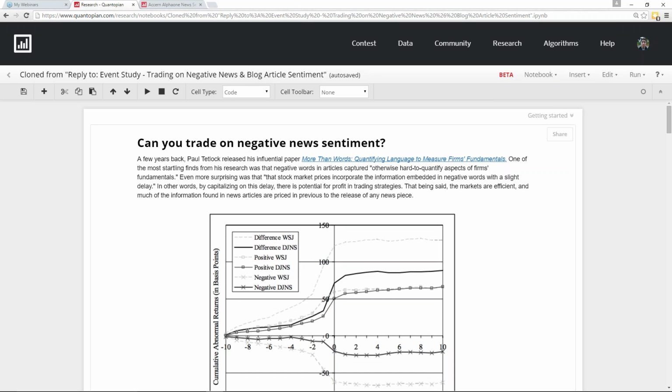All right. So what was the specific hypothesis? What was the genesis of this particular research that you did? Right. There's a professor named Paul Tetlock who released a paper back in 08-09, called More Than Words: Quantifying Language to Measure Firms' Fundamentals. Essentially, the idea behind that paper explored how the words in a news article affect a stock's price. Specifically, Paul Tetlock was looking at the words in Wall Street Journal articles dating back 30 years up till maybe 09. What he found was that articles with positive sentiment had a positive impact on the stock's price, and articles that were negative had a negative impact on the stock's price.